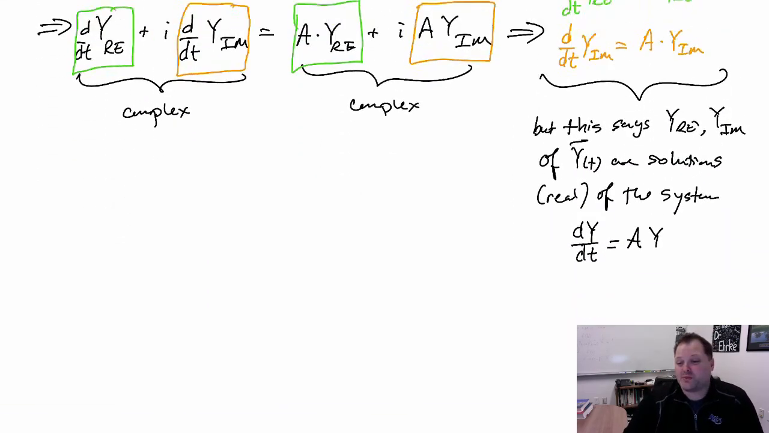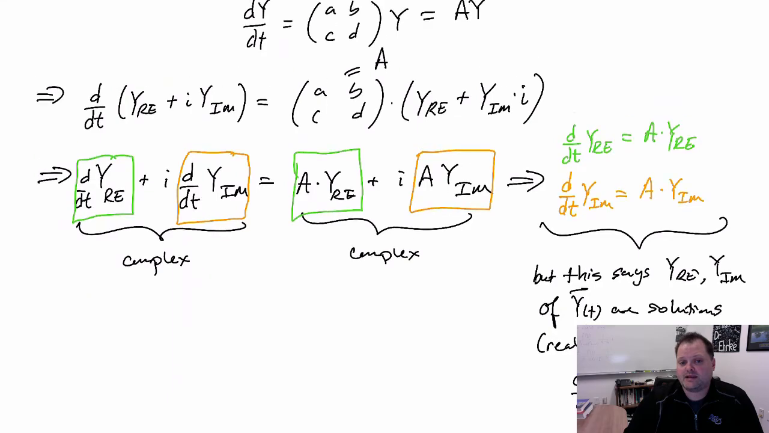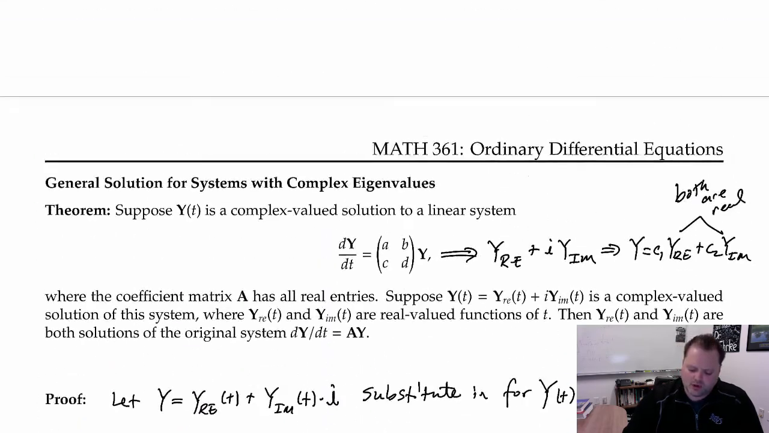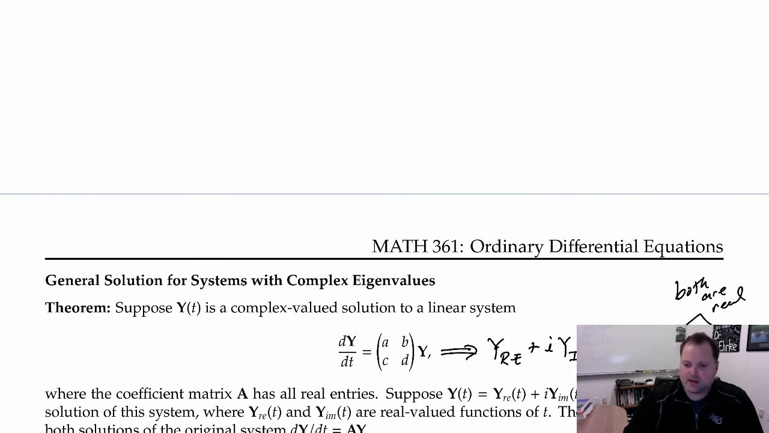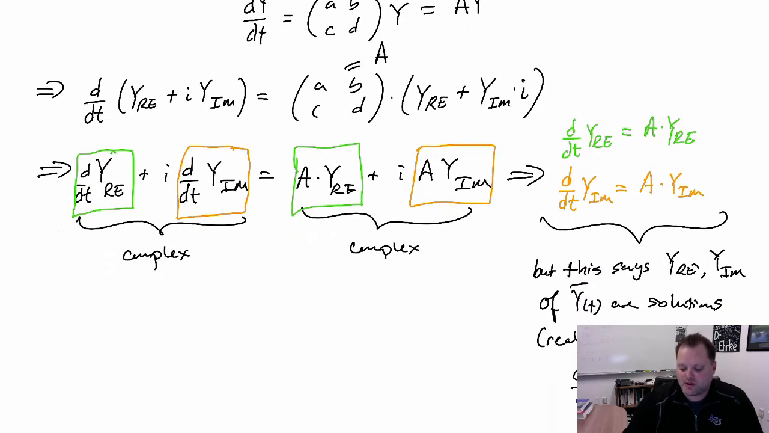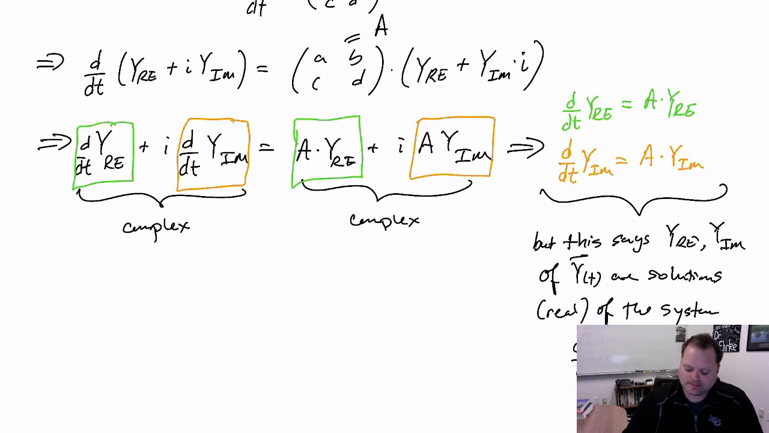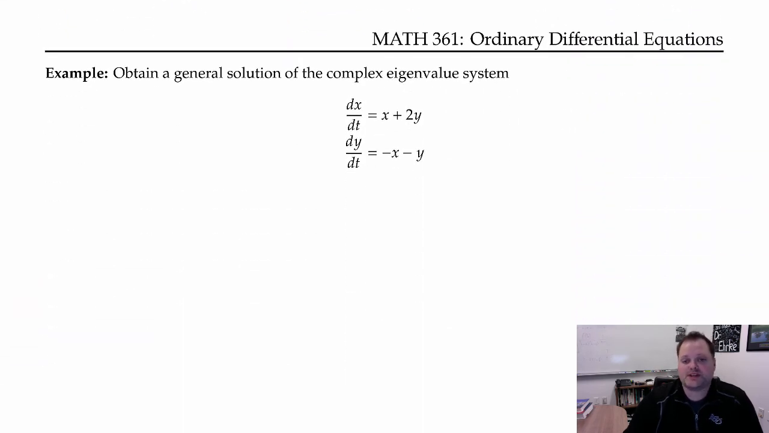A couple of examples will make this pretty clear, I think. The idea is we're going to solve for a complex solution, and then simply take the real and imaginary parts. Those are both real, and by this theorem, both of those solve the system. We take the linear combination for our general solution. All right, let's look at two examples. This will get you started looking into the material for this week.